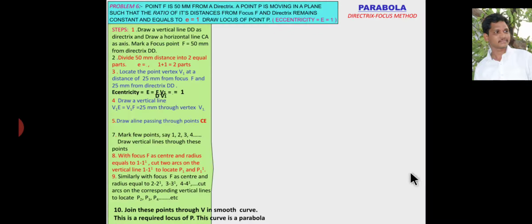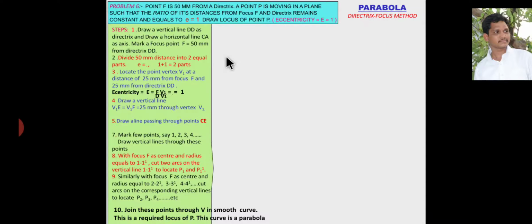Now coming to another problem, that is a parabola, construction of a parabola by using the eccentricity method. The question is: point F is 50 mm from a directrix. A point P is moving in a plane such that the ratio of its distances from focus and directrix remains constant and equal to eccentricity equal to 1. Draw the locus of point P.